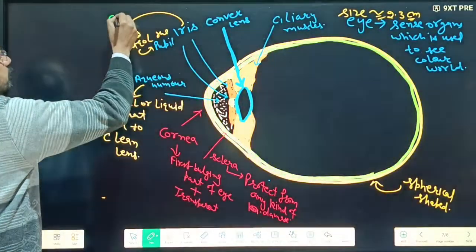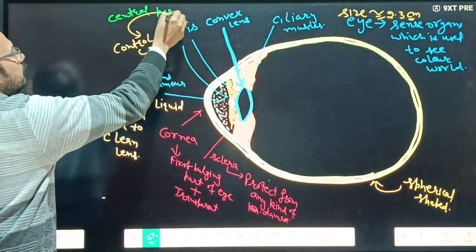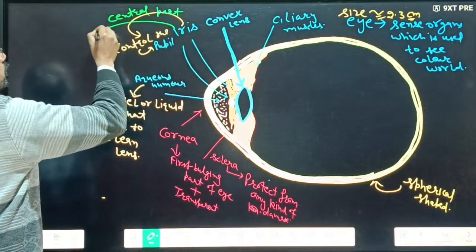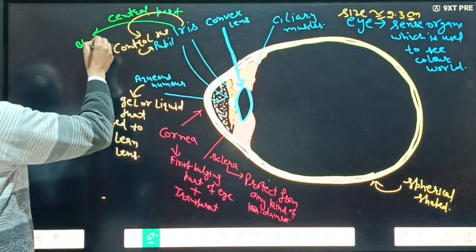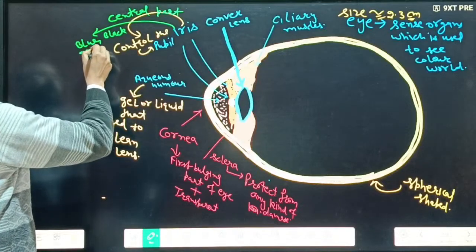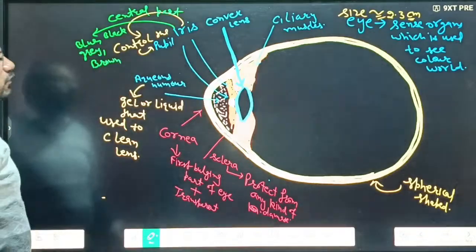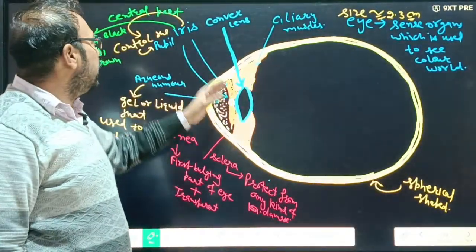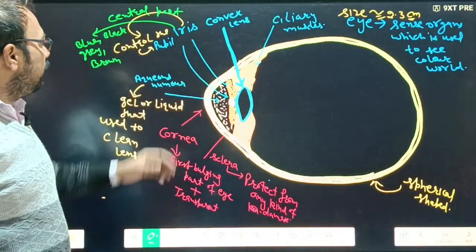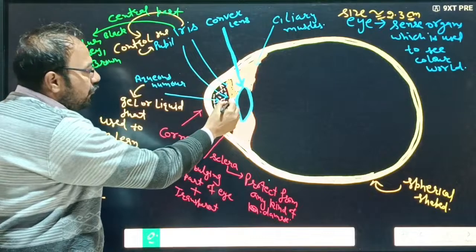And basically this is the central part, and the color may be blue, black, gray and brown. So different people have different colors of the iris, and basically the iris controls the size of the pupil.